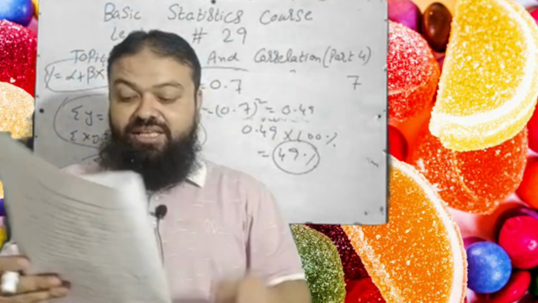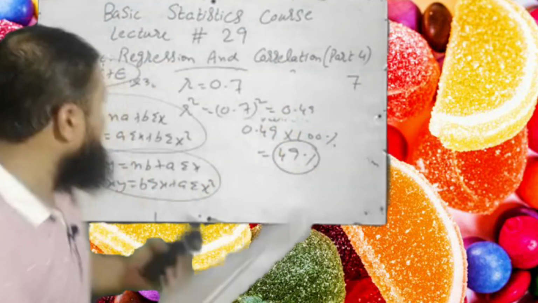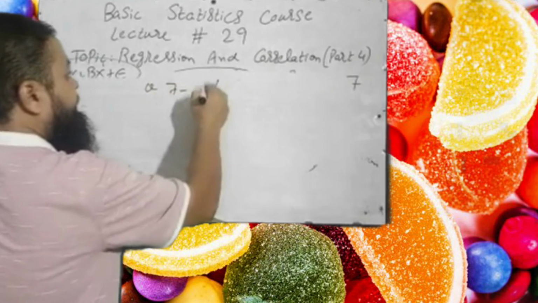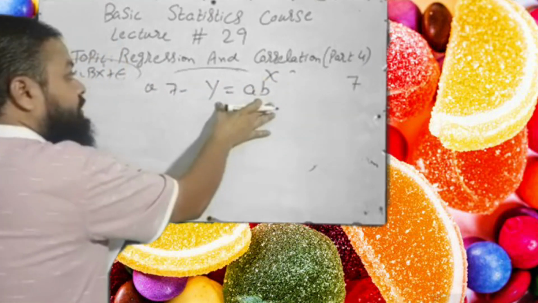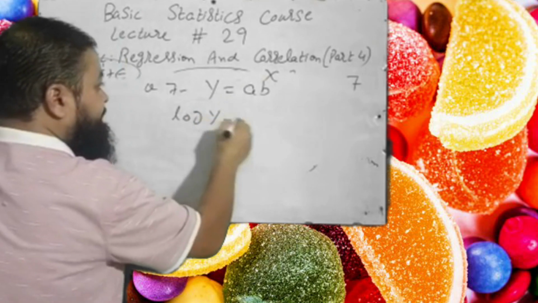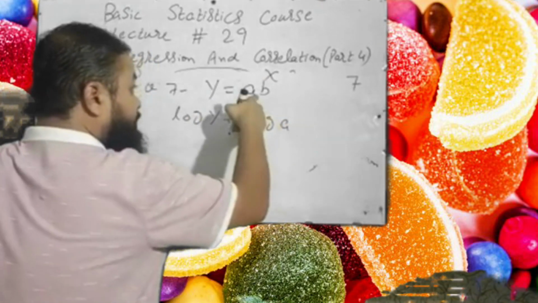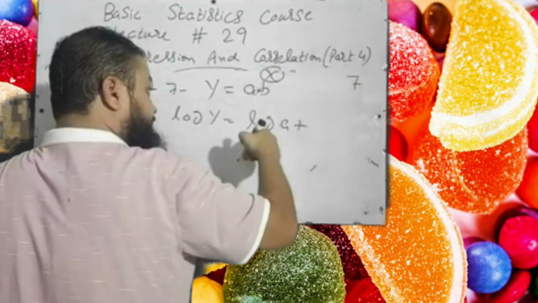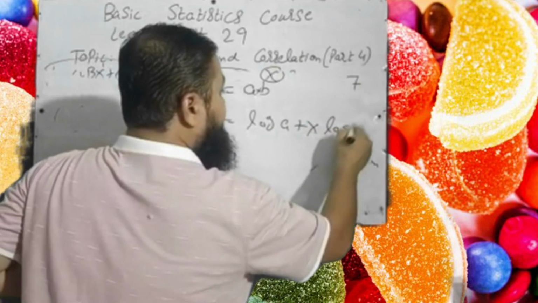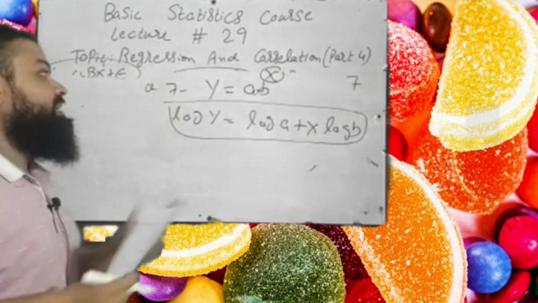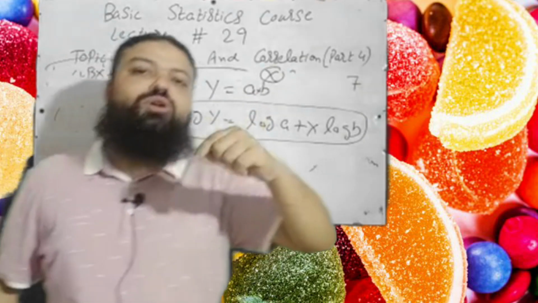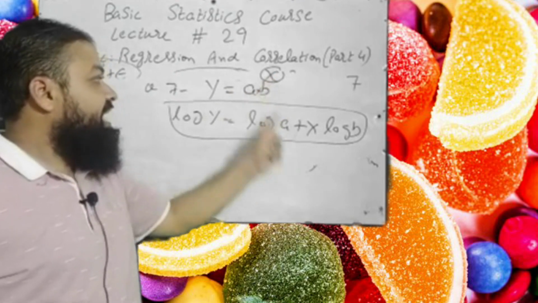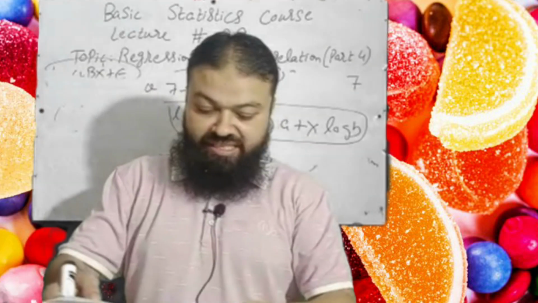Question number 7. To fit a curve y is equal to a b power x. Take log on both sides. Log y is equal to log a. You know that is the rule of logarithm: multiplication will be changed into plus, and the power will come to the start. Plus x log b. That will be the correct option in the exam. That equation was given. Just apply log on both sides. Log of y is equal to log of a plus x log of b. That is the correct option in the exam.